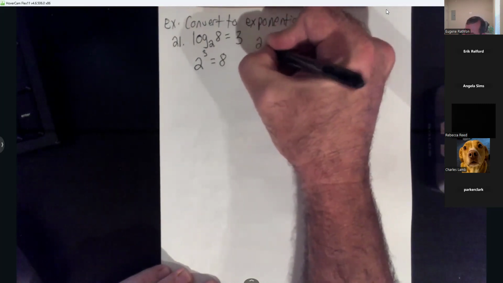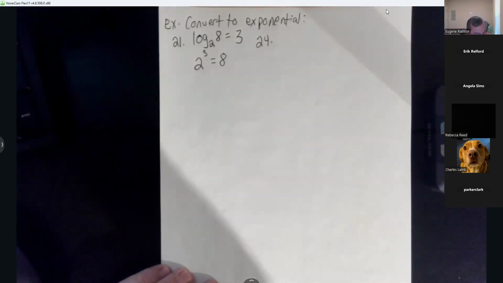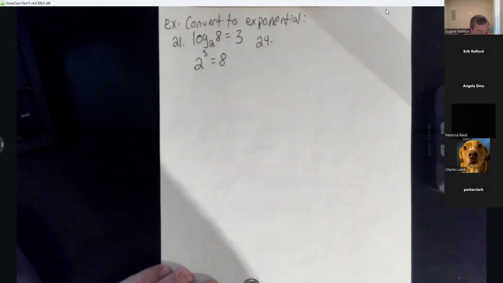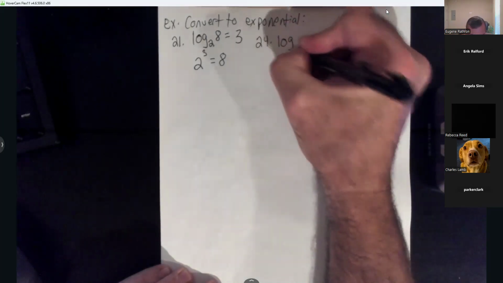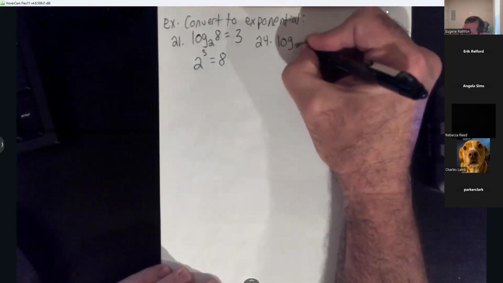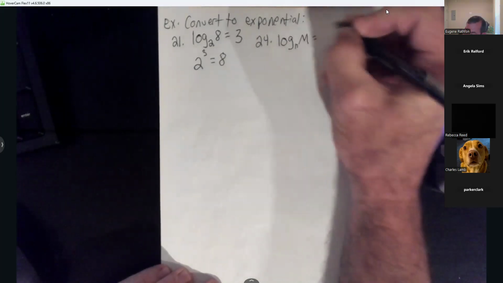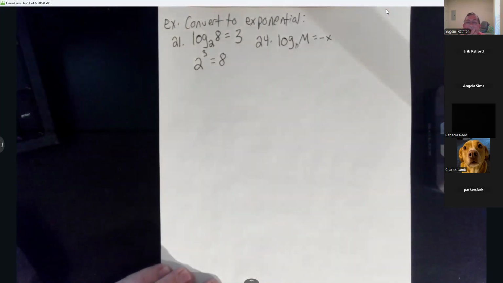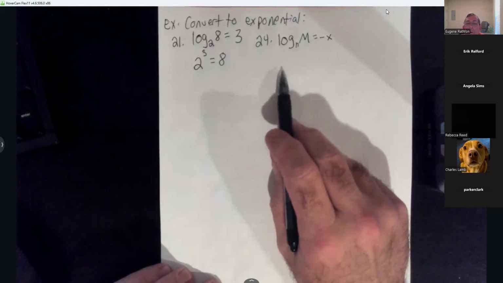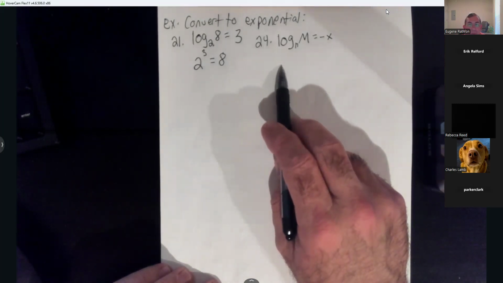Oh, y'all, this one I'm going to do like 24, because it's sort of like the one while ago. They're just going to throw some letters at us. So log base n of a capital M equals a negative x. So y'all, let's see. What will be the base of my exponential expression?